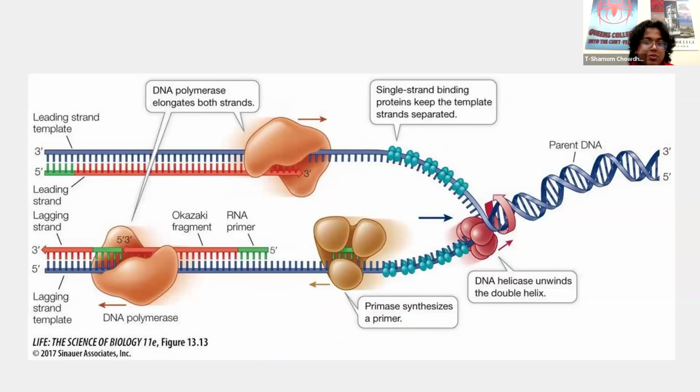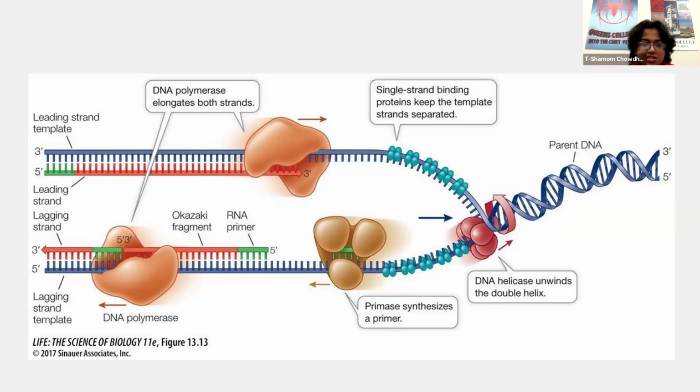So the DNA polymerase starts to elongate both strands. You have the leading strand and the lagging strand. DNA helicase unwinds the double helix, and you have DNA polymerase on both strands replicating the DNA. The leading strand is able to do it continuously because it's going in the 5' to 3' direction, without any issue. However, the lagging strand is not able to do it continuously. Because of that, we have what's known as Okazaki fragments.